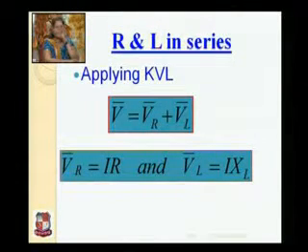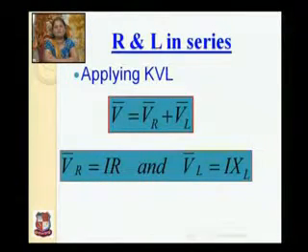Applying KVL, total voltage V is equal to VR plus VL. VR is the voltage across resistance and VL is the voltage across inductor. Now VR is nothing but the current passing through the circuit times R. This is the series circuit, so the current passing through the circuit is same. So VR is equal to I into R.